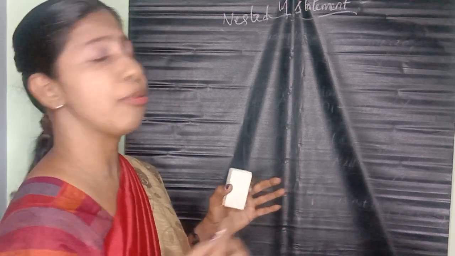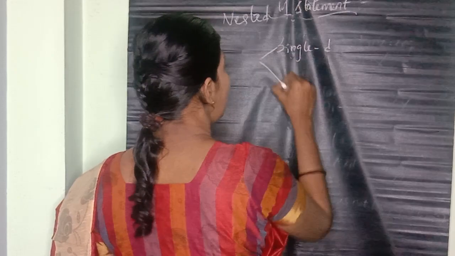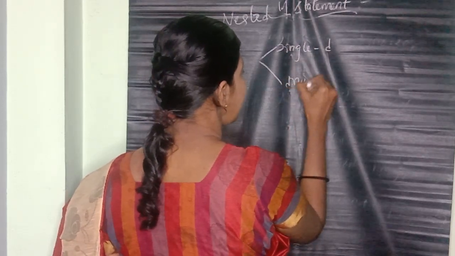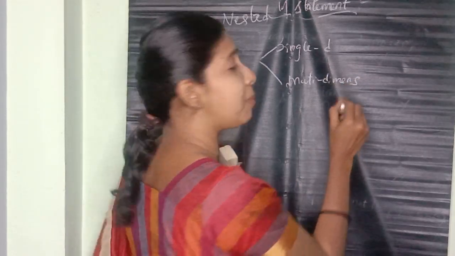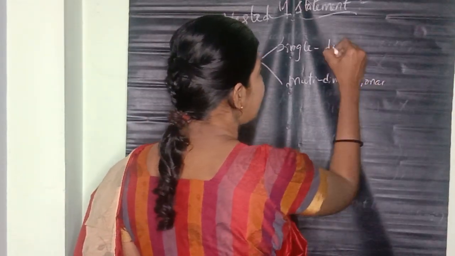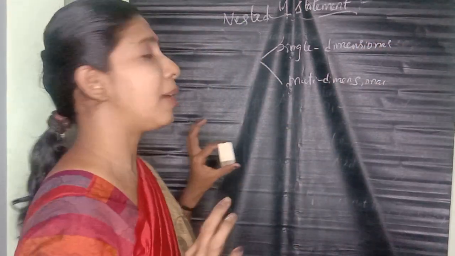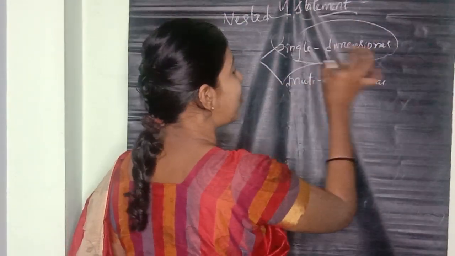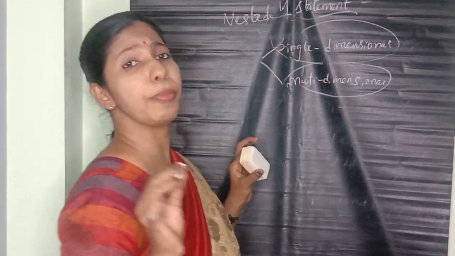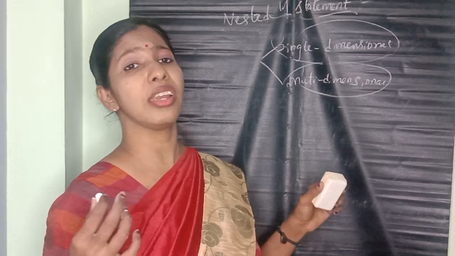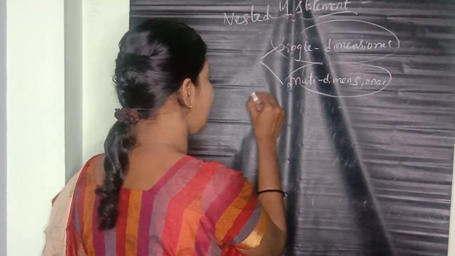So, single dimensional array. What is a single dimensional array? Last class we have seen single dimensional and multi-dimensional. There are two types of arrays: single dimensional and multi-dimensional. In the last class we also saw the function: within a function we can use another function. That is the example we have seen.